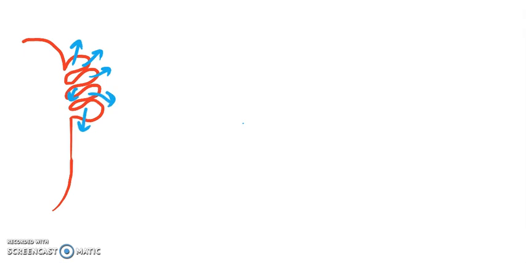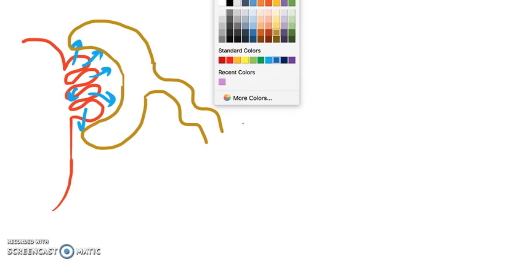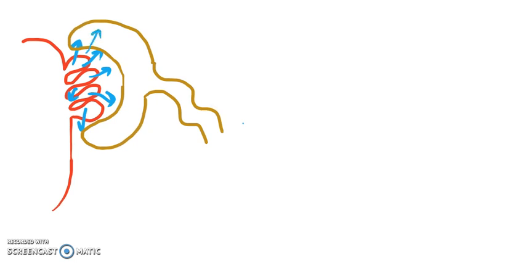Now we have this next structure called Bowman's capsule. That's going to capture this filtrate for us. So nice. Now we have reabsorption. Now we can take in things that we want to keep in our body.